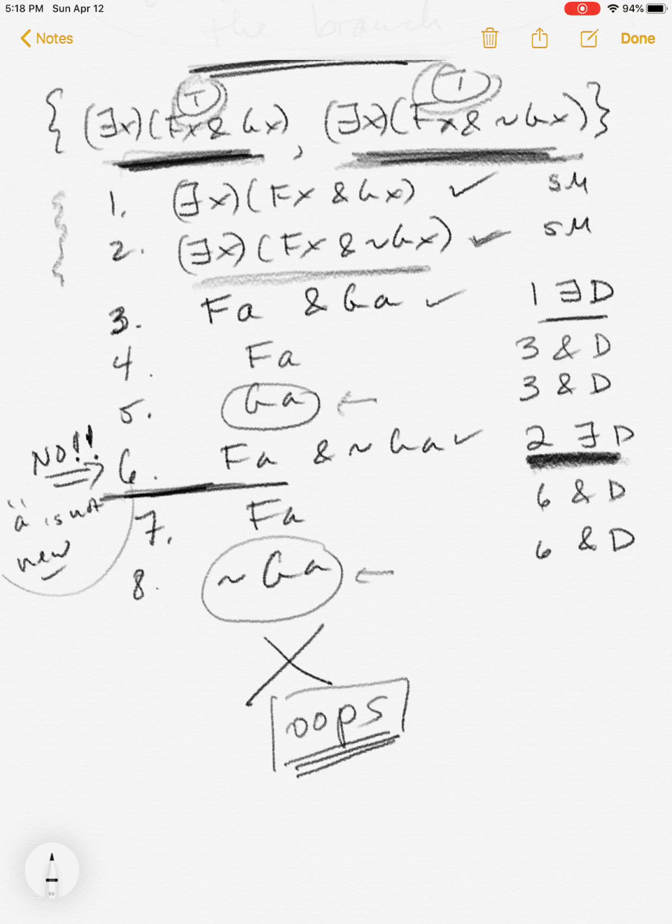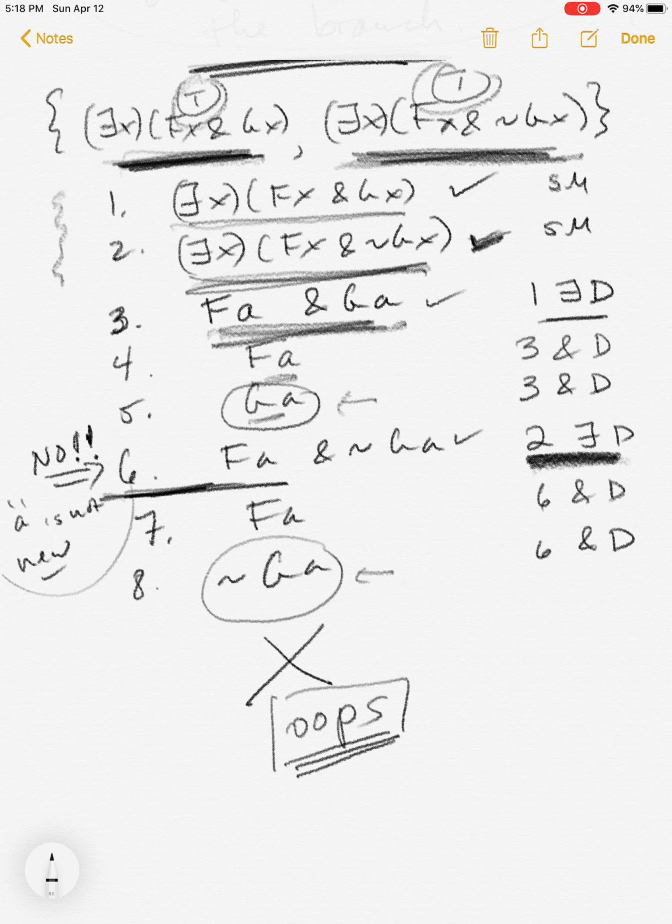Okay, so let's go back and think informally about what happened here. We're saying, there's something that's F and G. I'm going to call it A. So A is F and A is G. If that's true, well then that's got to be true and that's got to be true. Now I've got this one: there's something that's F and not G.